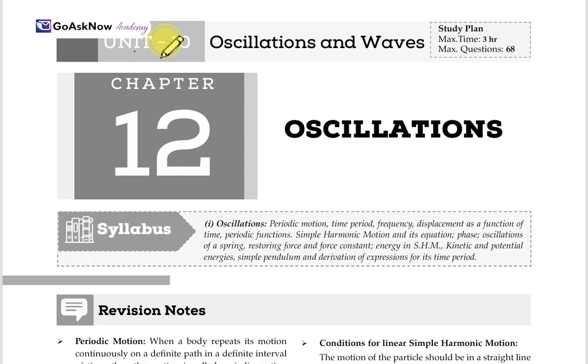Today we will study Unit 10, Oscillation and Waves. Here, in this chapter 12, we will study oscillation. The syllabus of this chapter will be periodic motion, time period, frequency, displacement as a function of time, periodic function, simple harmonic motion, which is SHM, its equation, phase, oscillation of a spring, restoring force, force constant, energy in SHM, kinetic and potential energy, simple pendulum, and a derivation and expression for the time period. So these all topics we are going to cover in this chapter, oscillation.